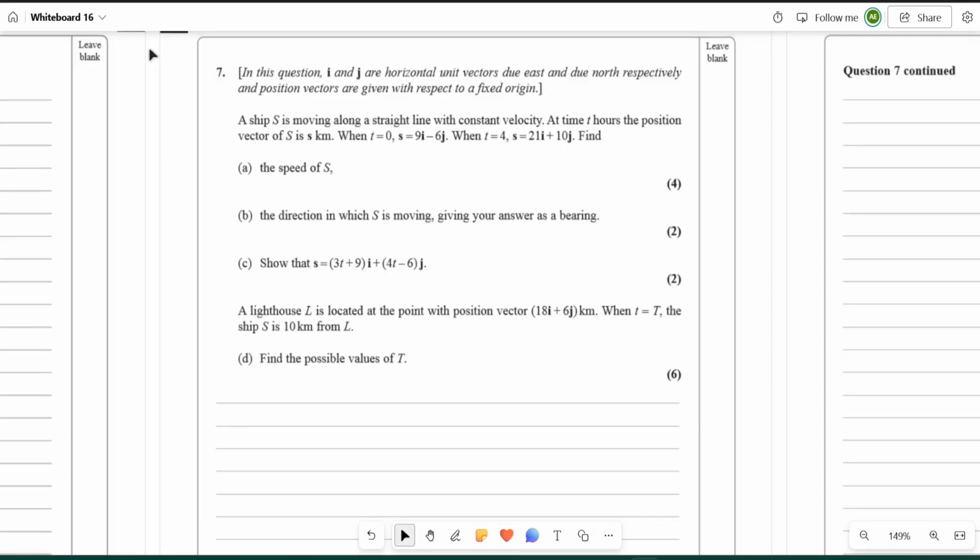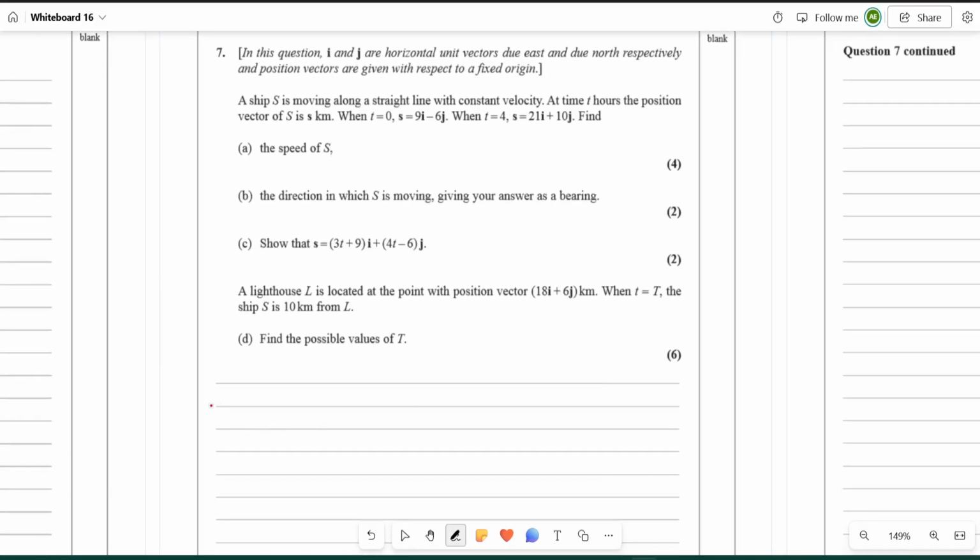Anyways, let's think about this last question over here. It says that a ship is moving along a straight line with a constant velocity. At time t hours, the position vector of S is small s. When t equals 0, S is this, so this is my initial position. When t equals 4, S is that. Find the speed. So again, speed is basically going to equal the magnitude of the velocity vector. So what we can do is find the velocity vector. No, let's call it v.